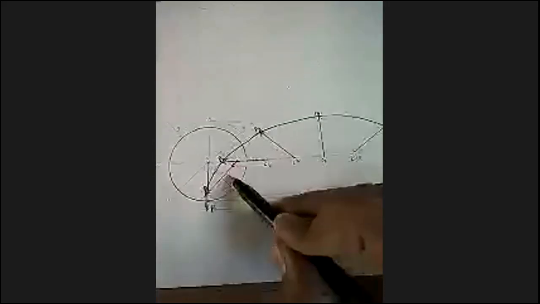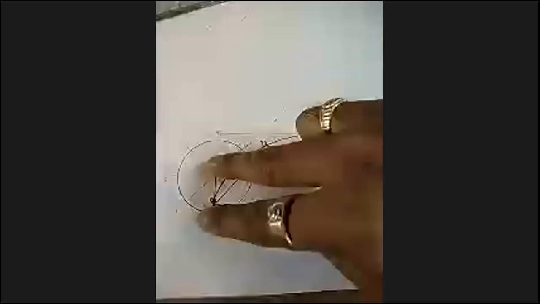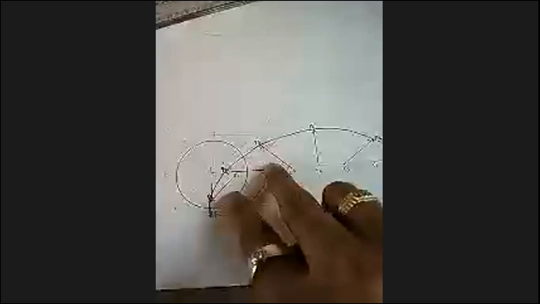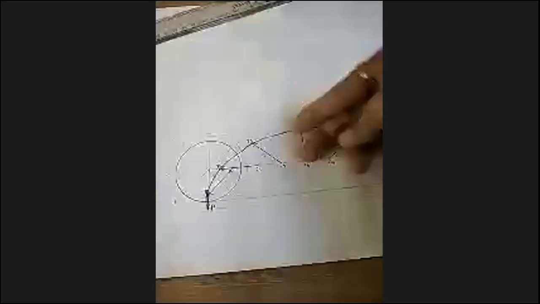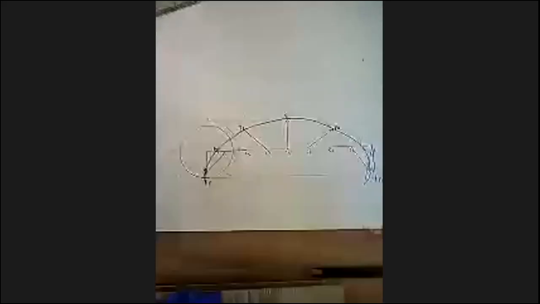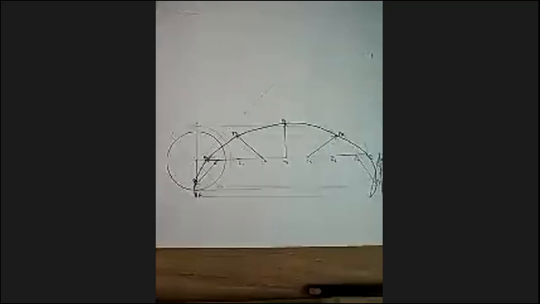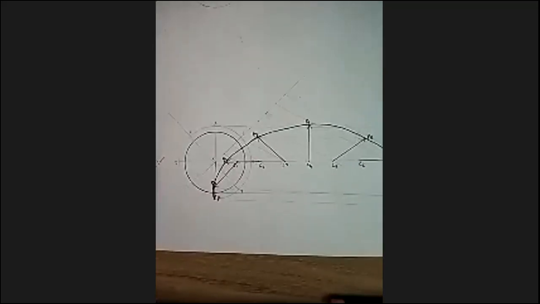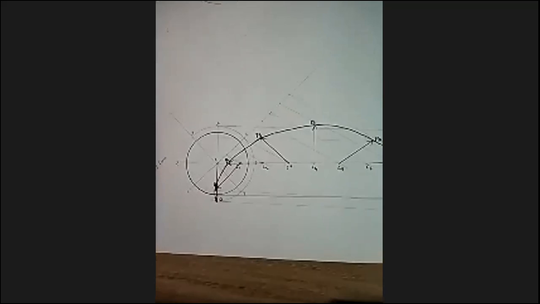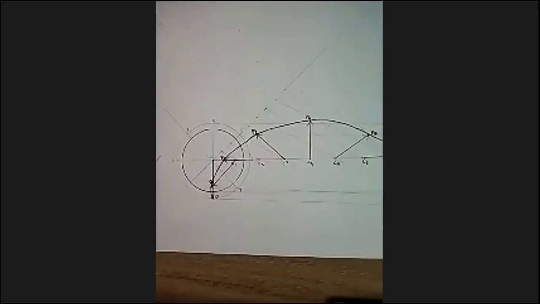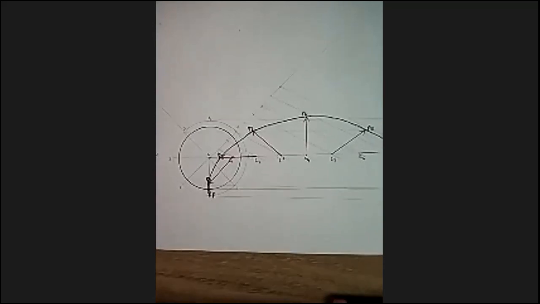Are you able to understand? First it was like this. Then it moved like this. It is traveling in the horizontal direction as well as in the vertical direction. Are you getting me? Understood or not? Good.